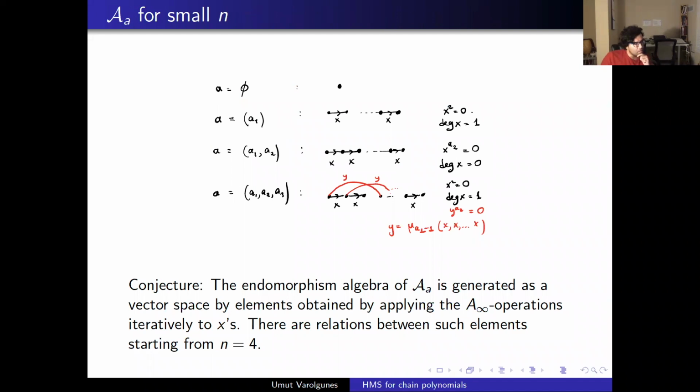Okay, I just wanted to remark on what these categories look like for small n, these A sub A's. And that's going to be my last slide. So we start with A of the empty tuple, and that's just one object with identity morphisms. Then you apply R, this recursive procedure, and what you get is a category with Milnor number many objects. You put them in linear order, and there's a morphism between adjacent ones in degree 1, and they square to 0.